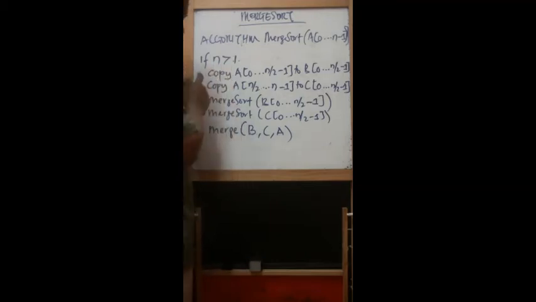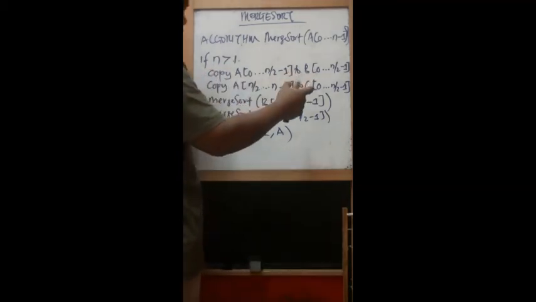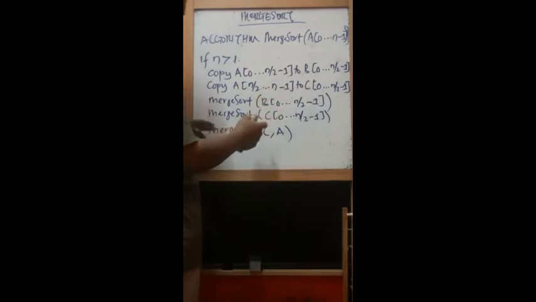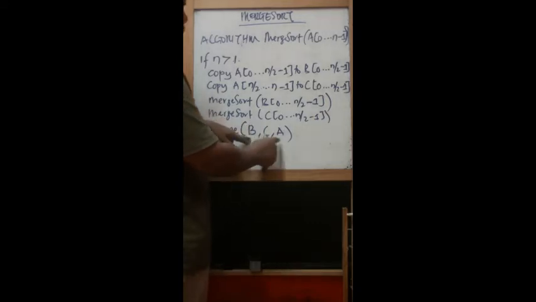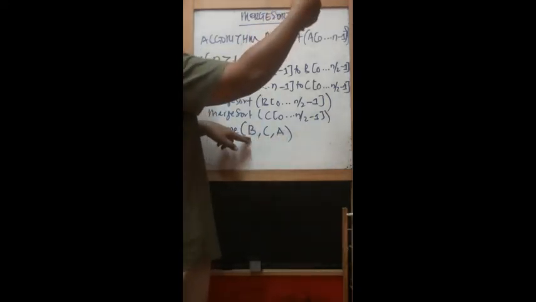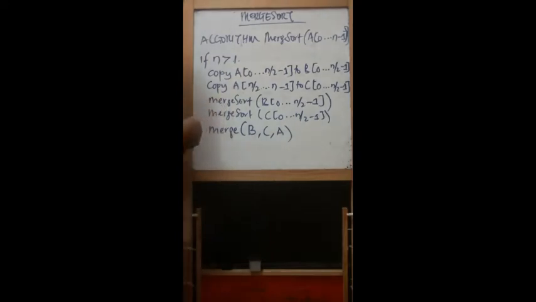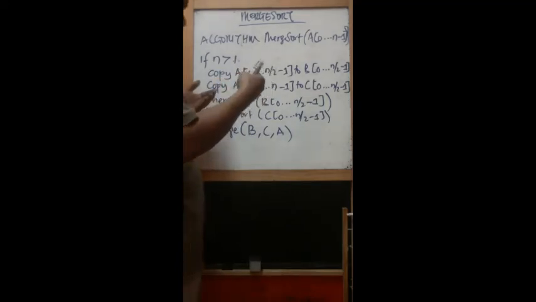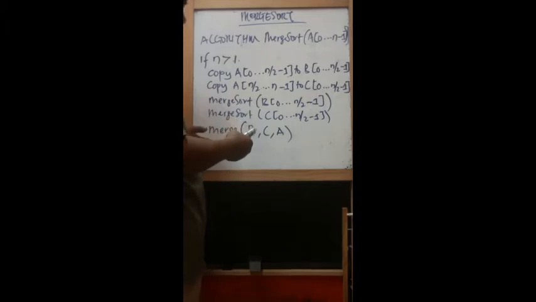We do this recursively until this is false, when n is equal to 1. We have only one element for each sub array. It will stop here, and after that you call another algorithm called merge, where we pass B, pass C, and pass A to the merge. The merge algorithm in general, during the merging, will sort the list and merge, and return to the original one.